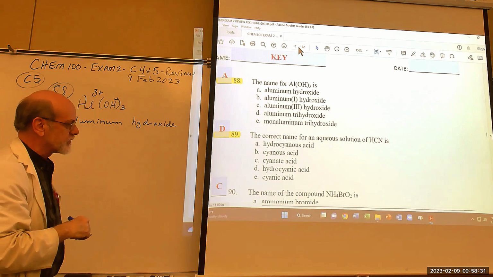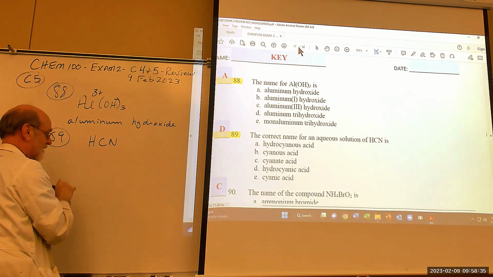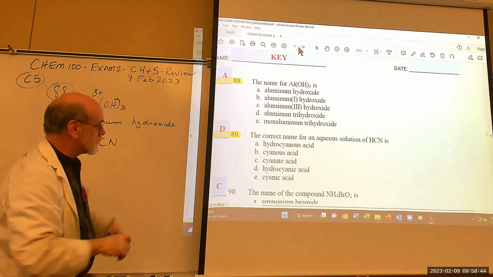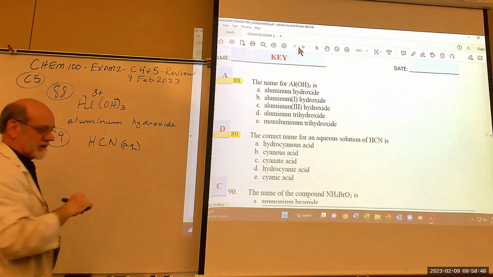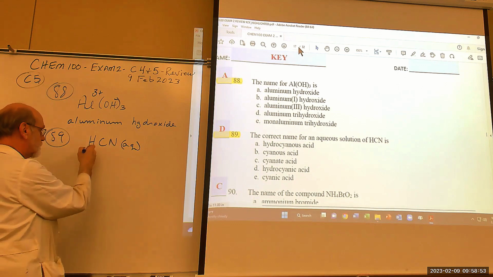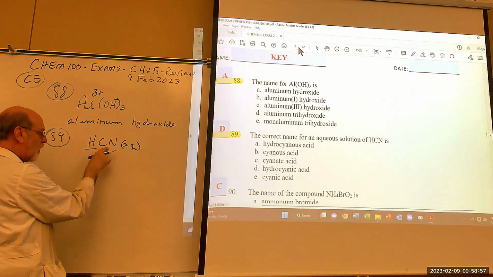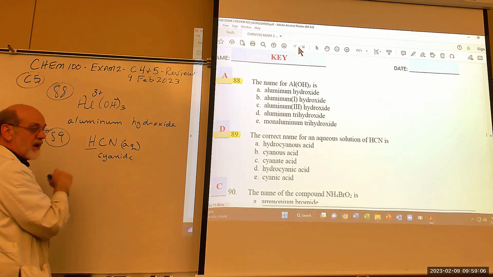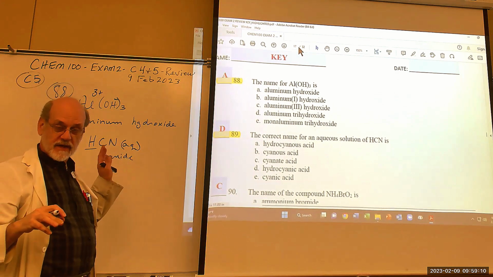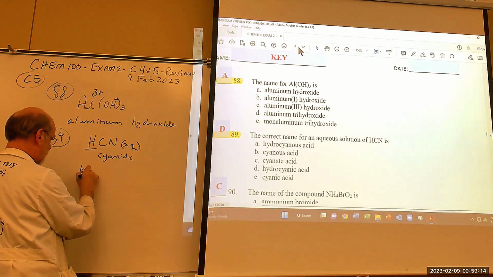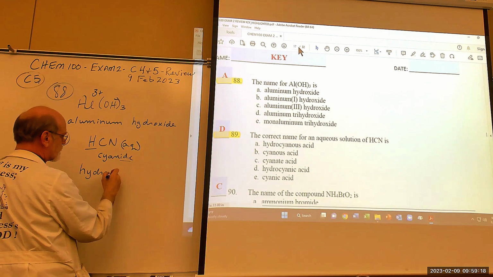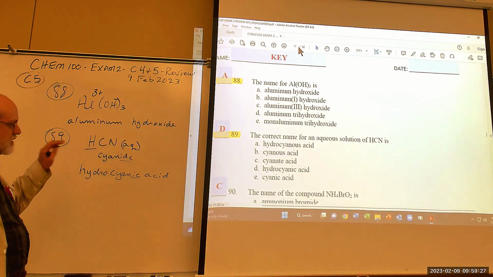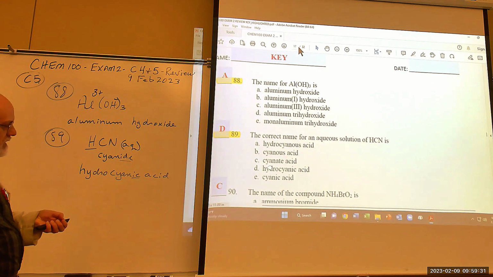We can write that formula from this name just as easily as we can write the name from the formula. 89. The correct name for an aqueous solution of HCN. All right. So that doesn't tell us anything but the formula. If this was an aqueous solution, what are we looking for? Well, is it an acid? Yeah. It's got a hydrogen right there. So we have to say, what is this? This is the cyanide polyatomic ion. Okay. But there's no oxygen there. So this acid starts the name with hydro. And ides become ics. Hydrocyanic acid is the name of that compound. Right there.